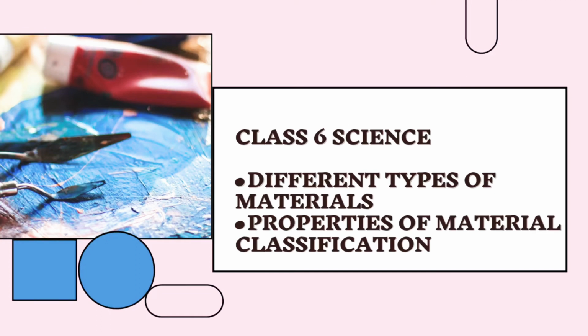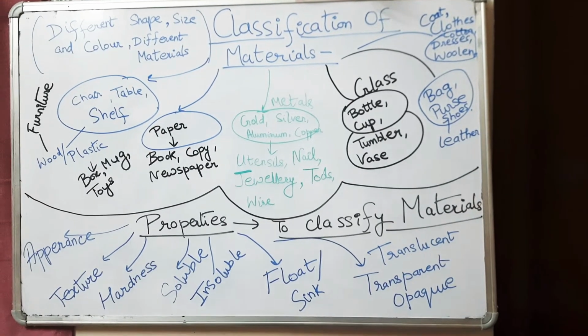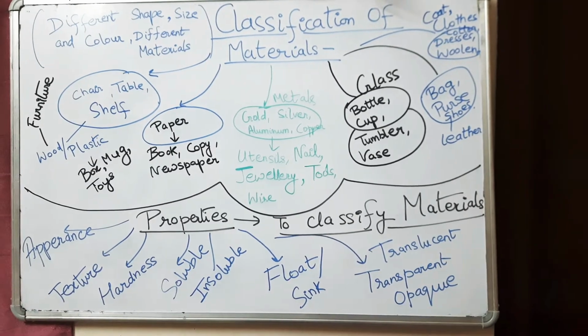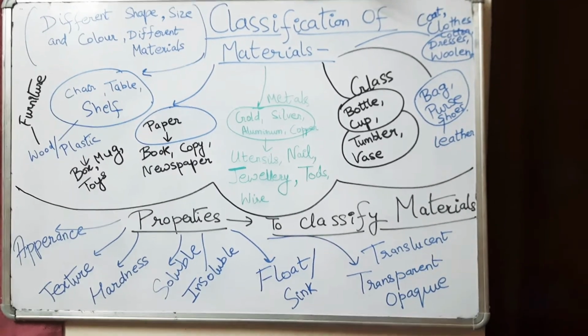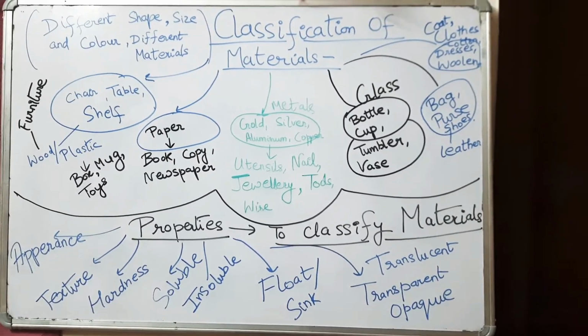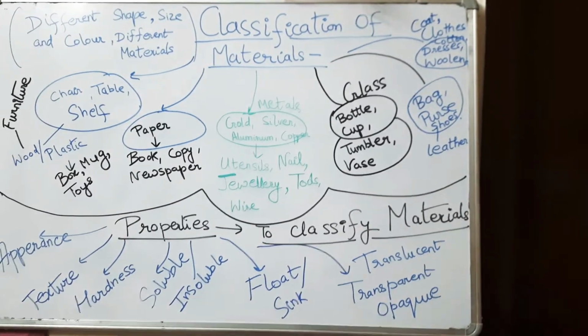In this chapter, you are going to study about different types of material and properties of material and their classification. Class 6 Science. Can you classify materials? Okay, so today we'll learn about the classification of materials. There are different types of material, shape, size, color, and different forms of material.